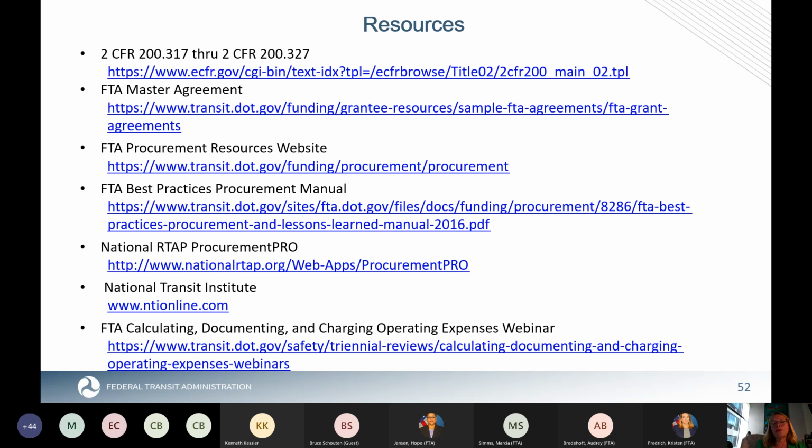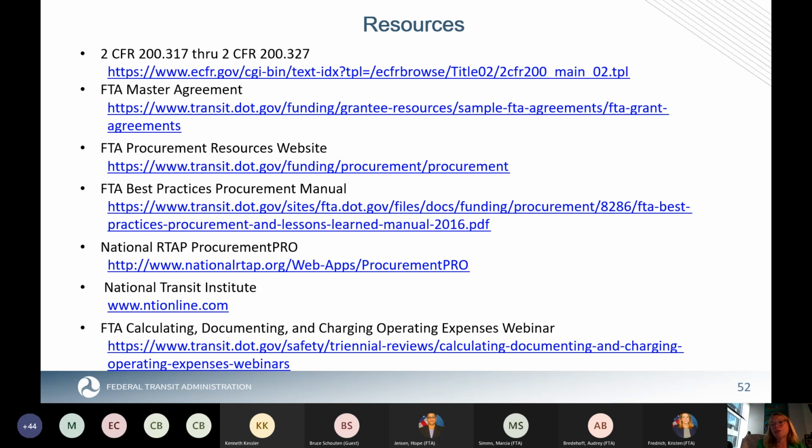There's a procurement resources portion of FTA's website that has good information. We've already mentioned the best practices procurement manual. National RTAP has a Procurement Pro software that can get you started on a procurement and can help you get a good foundation. Of course, you always have to tailor all of your procurements to your own needs, but it can really give you a good foundation for building your procurement.